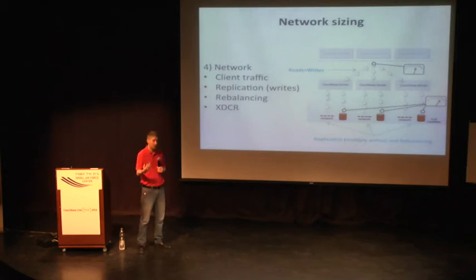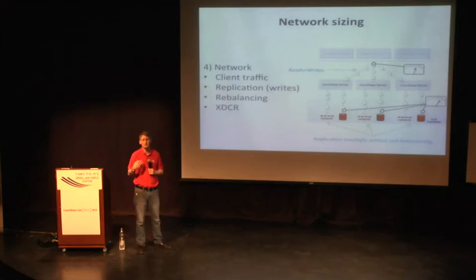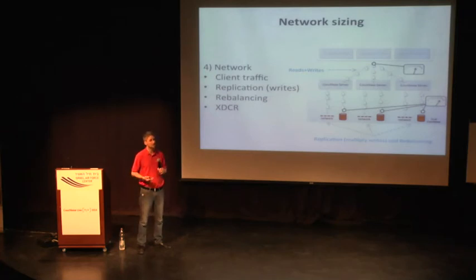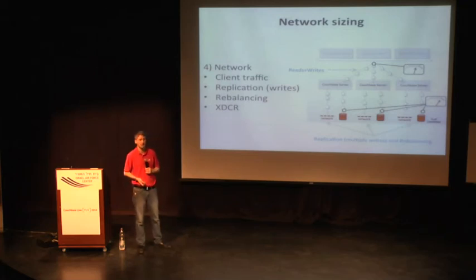Your write traffic and read traffic, and your writes are then duplicated 1, 2, or 3 times for replication. That adds traffic on the network, along with rebalancing and cross data center replication. All of these combine to use the network, and if you don't have enough capacity, you're going to notice some suffering there. Again, it's number 4 because it's usually not very important, but it's not something you want to forget entirely.